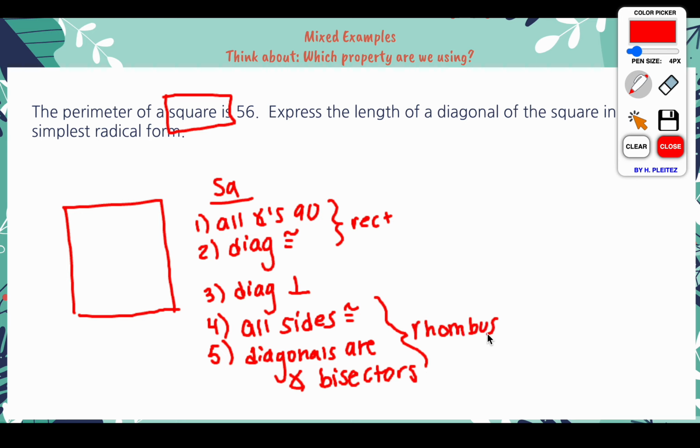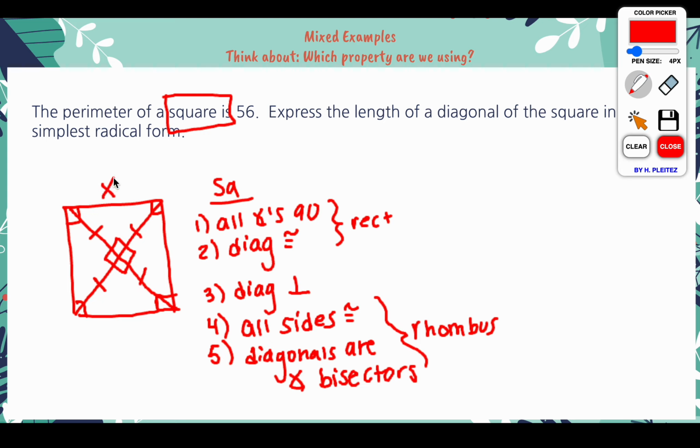So let's go ahead and label. The perimeter of a square is 56. It doesn't really tell us what the letters are, which is fine. But I know we have right angles, right angles, right angles, right angles. If I draw my diagonals in, I know they're perpendicular. I know all 4 of these pieces are congruent, and even stronger, I know all 4 of those angles are 45 degrees as well.